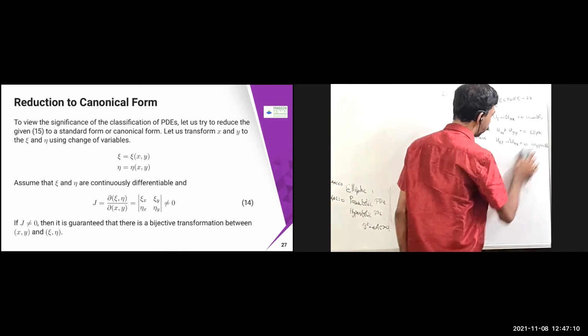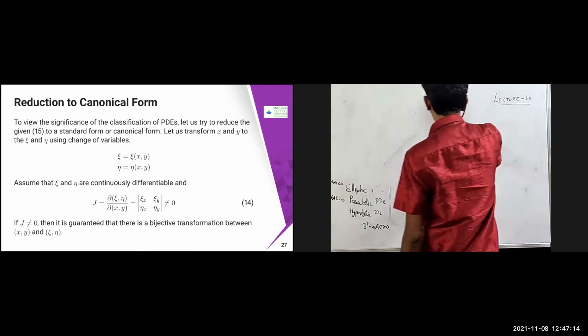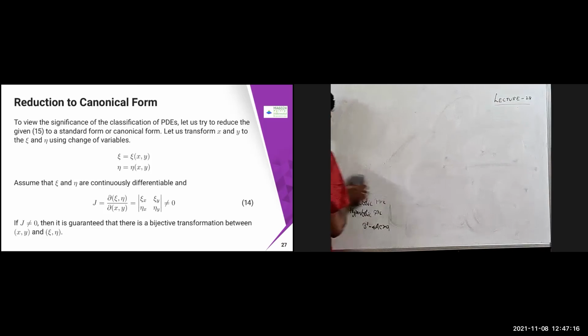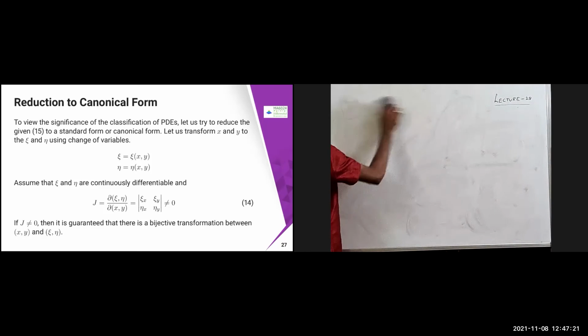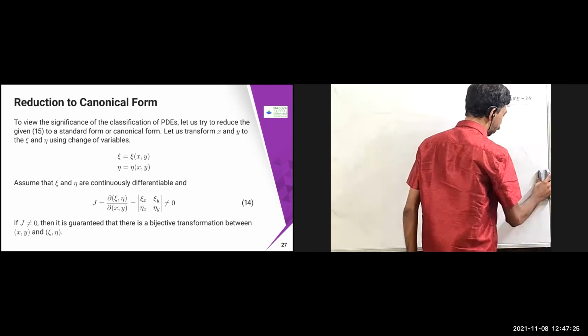Any questions on hyperbolic, parabolic, and elliptic PDE? This is one of the important problems. They will be asking it in many of the CSIR and GATE exam questions. If you take any year's CSIR or GATE exam questions, you can see at least one problem from this.